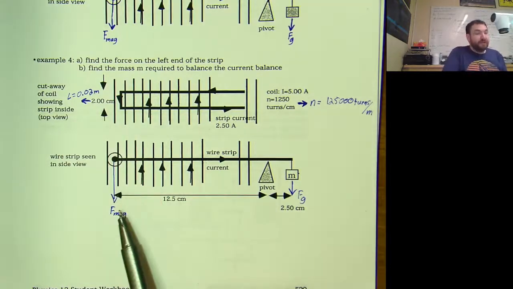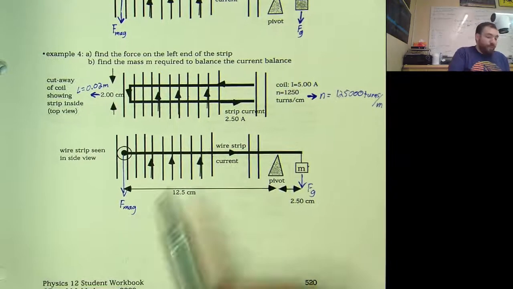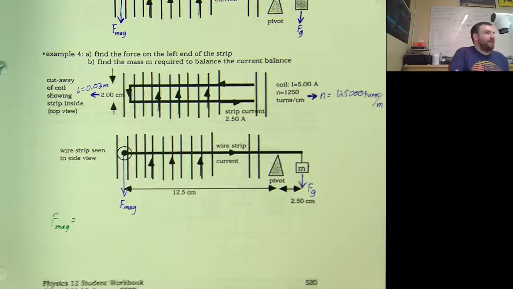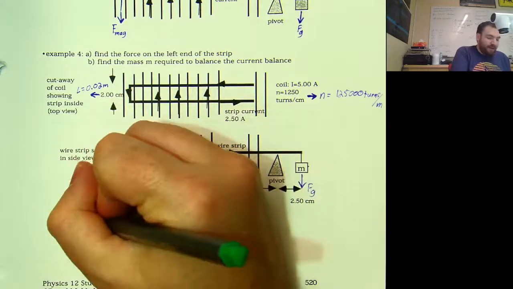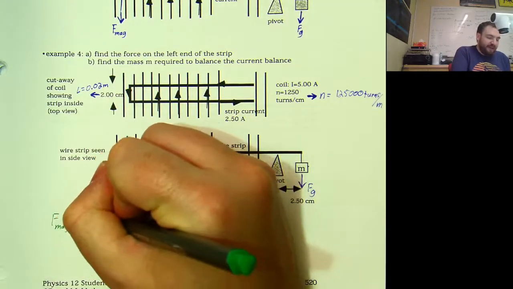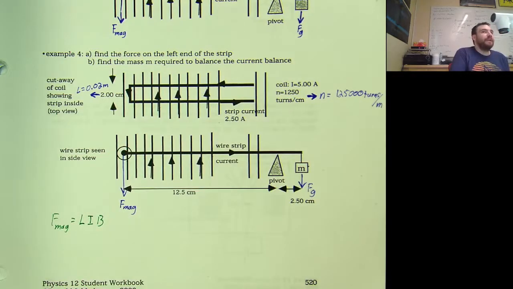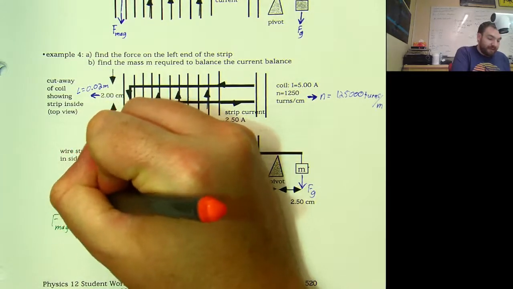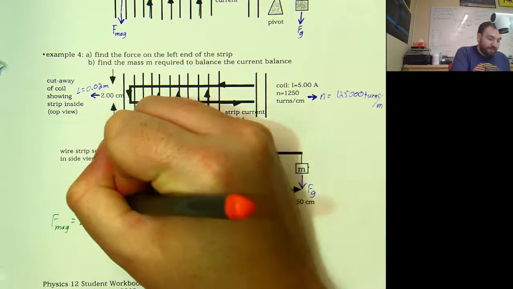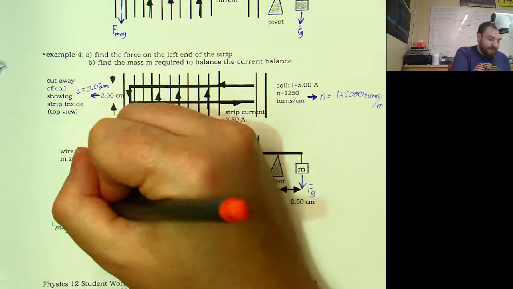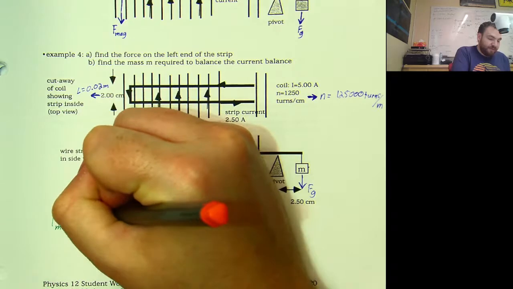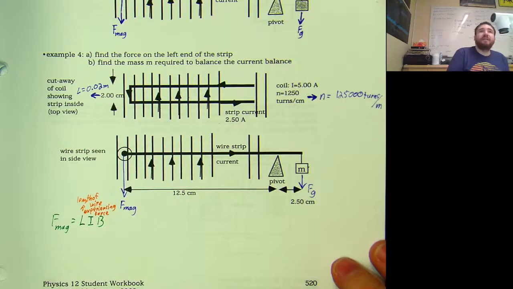To find the force here, F equals the force on a wire in a magnetic field, which is given to us by what Zach just said: F mag equals LIB, where L is the length of the wire experiencing the force. Wow, that's really tiny and probably hard to read.